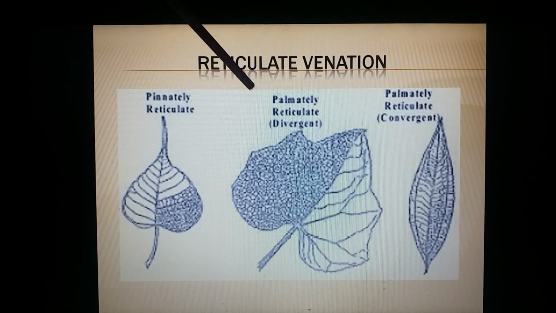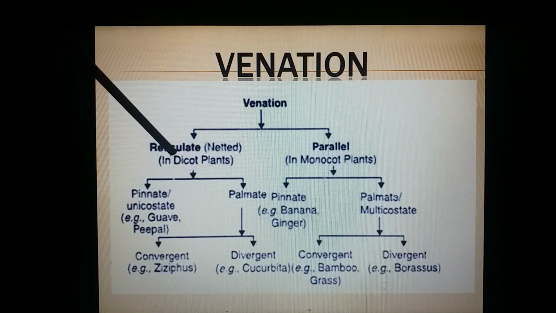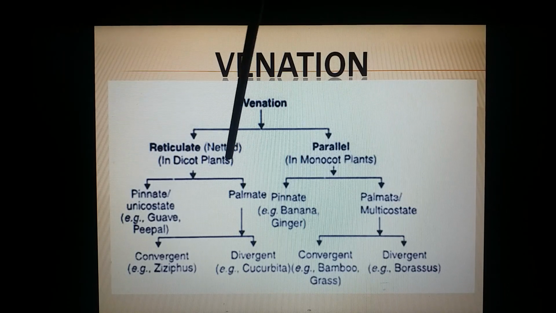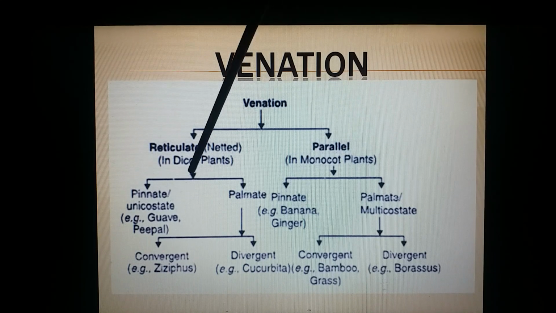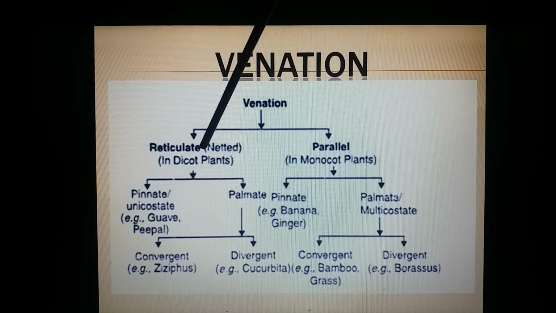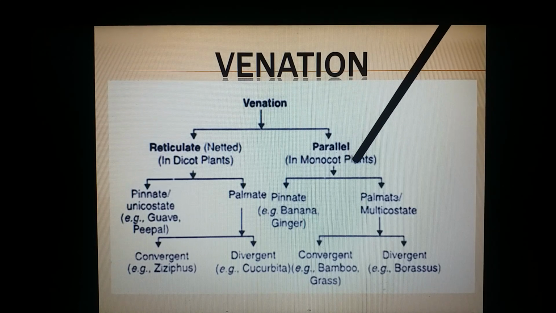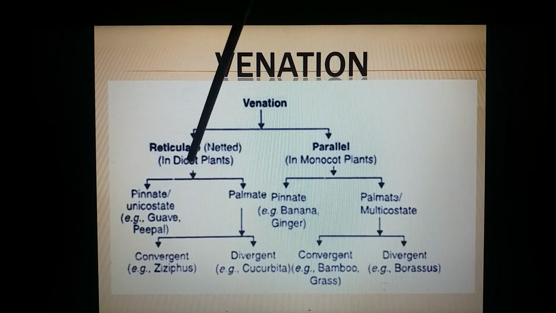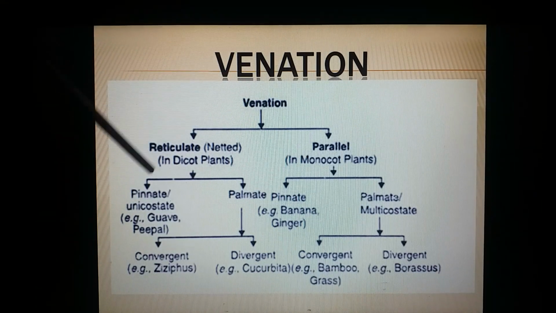And the arrangement of these veins over the leaf lamina is of various kinds. If they form a network-like structure, it is called reticulate venation, a feature of dicots. If they do not form a network-like structure, it is called parallel venation. Reticulate venation is a feature of dicots, not seen in monocots, but there are one or two cases of monocots with reticulate venation, that is Smilax and Dioscorea. And parallel venation is a feature of monocots. So reticulate is again classified as pinnate, palmate, convergent and divergent. We'll see all these things.